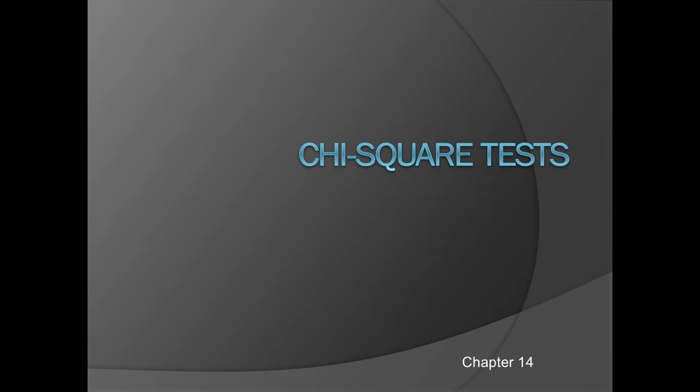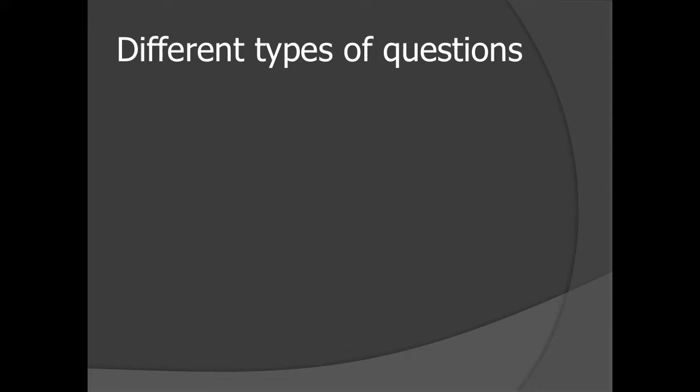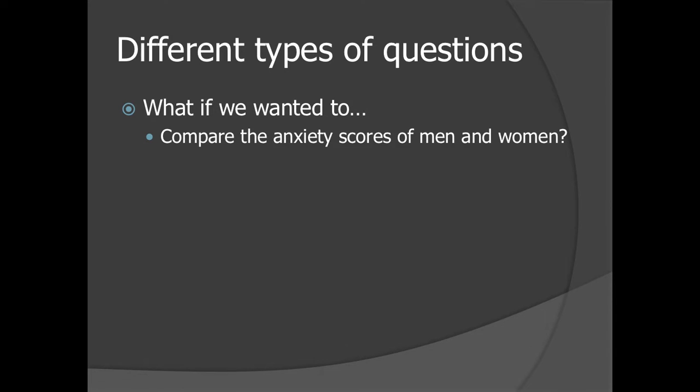So today we're going to be talking about chi-square tests. They can be used to address different questions than we've looked at so far. So say you wanted to compare anxiety scores between men and women. What kind of test would you use? So if anxiety scores are interval or ratio data, you have 2 groups of people, men and women. It's a between subjects design, so you would use an independent means t-test.